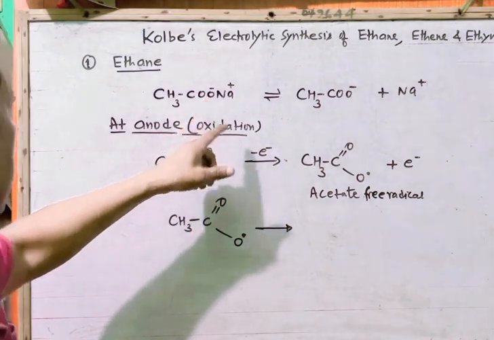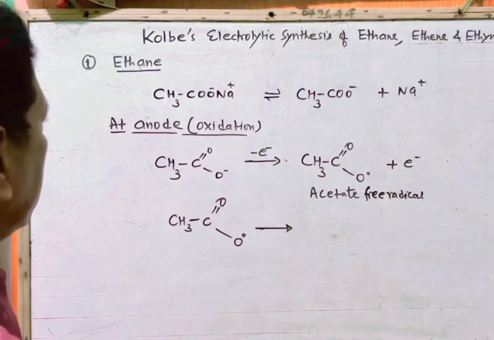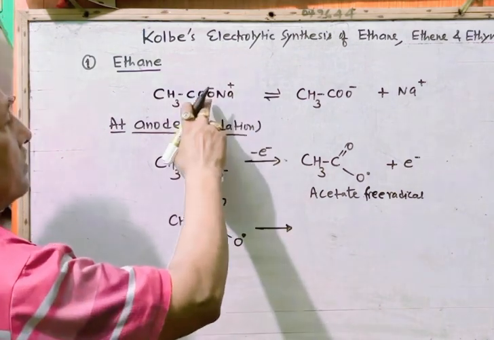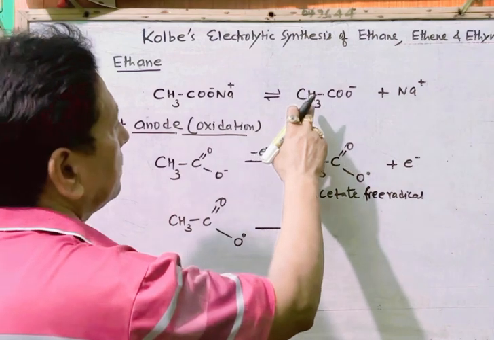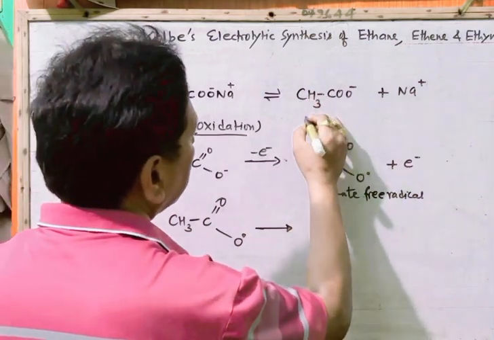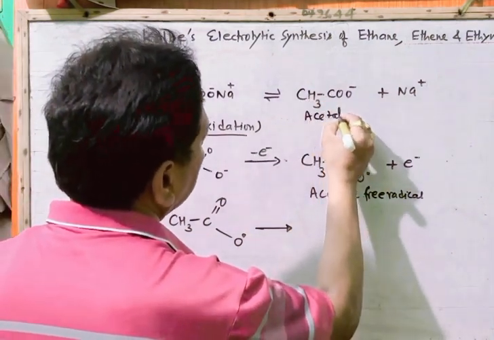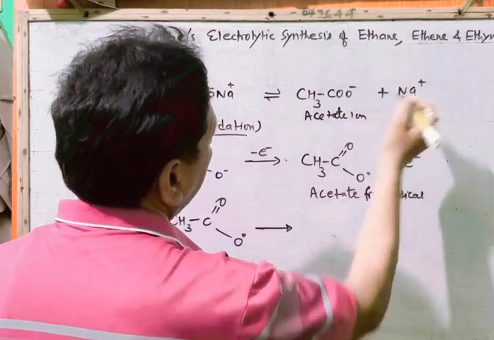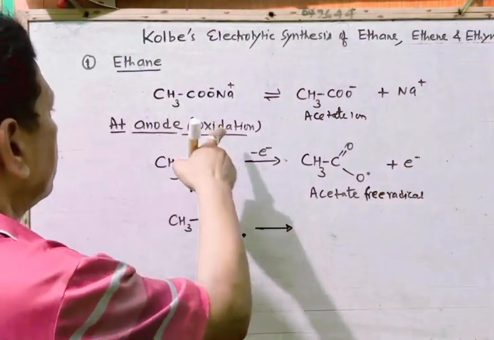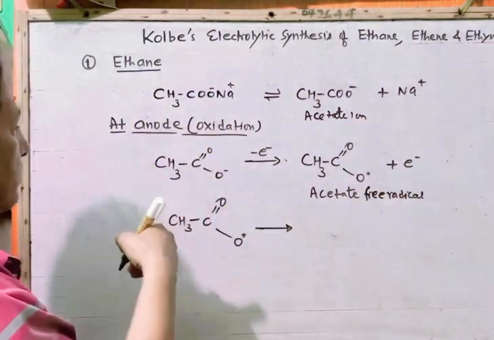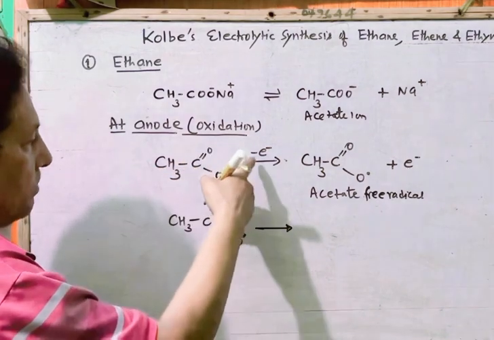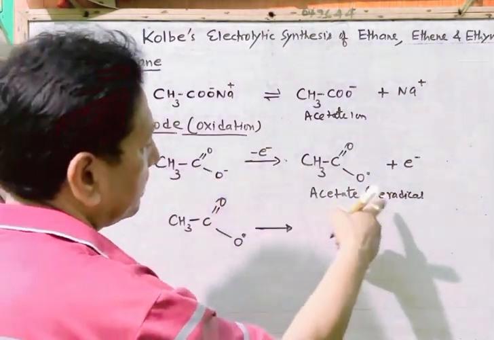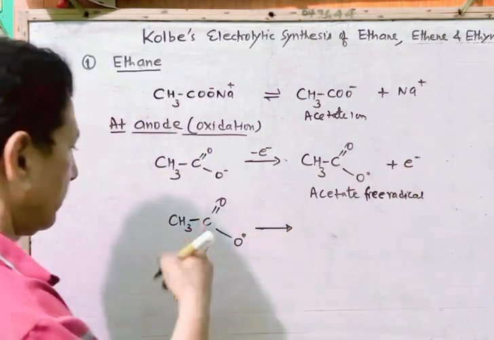acetic acid, or ethanoic acid. At first this salt dissociates like that: acetate ion and sodium ion. At the anode, oxidation occurs. This acetate ion liberates one electron to give you the acetate free radical, and one electron is liberated.